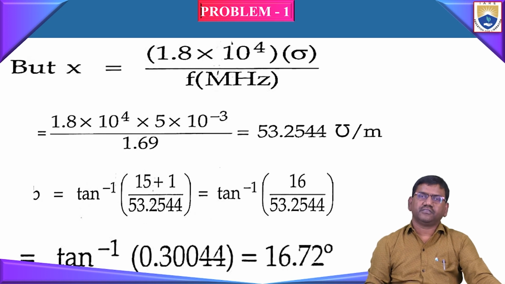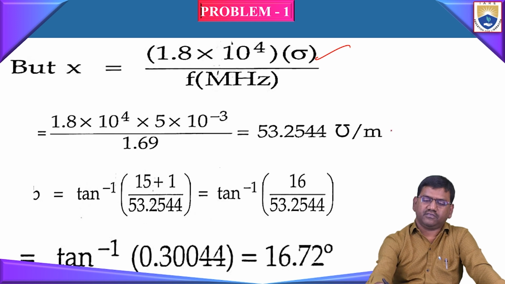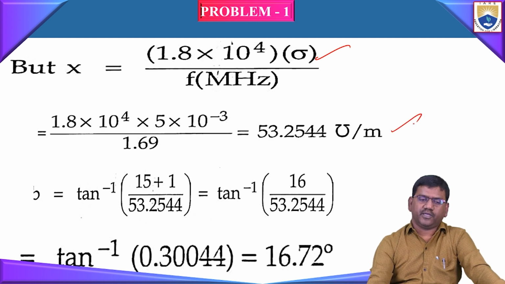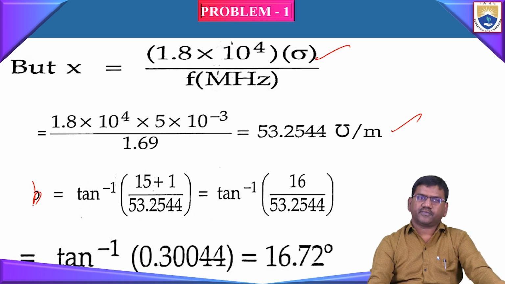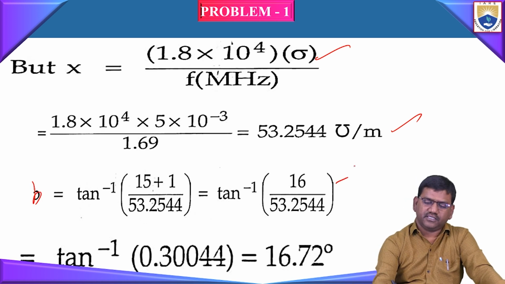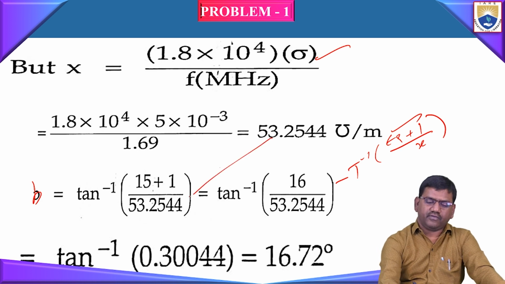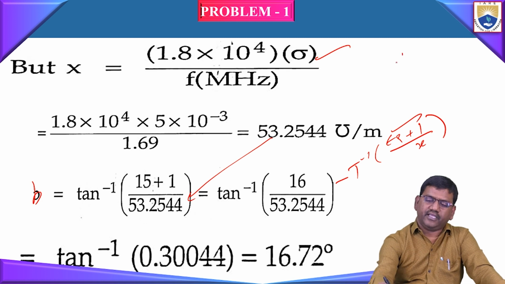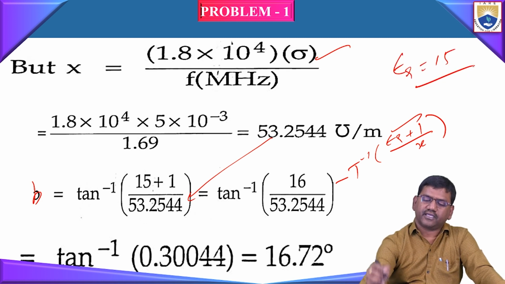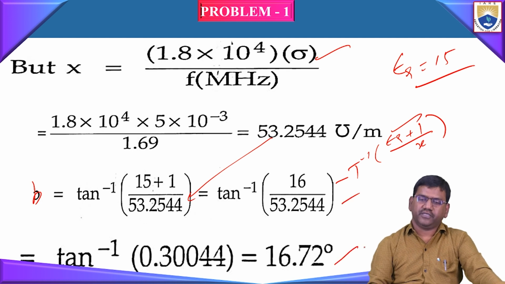Let us substitute the values of the given data. Sigma is given as 5 into 10 power minus 3, so x is equal to 53.2544 mho per meter. From this value, we are going to find the value of B, which is tan inverse of (epsilon r plus 1) by x. We have the x value substituted in this formula, and epsilon r is given as 15 in the given data. So 16 by 53, you will get 16.72 degrees.